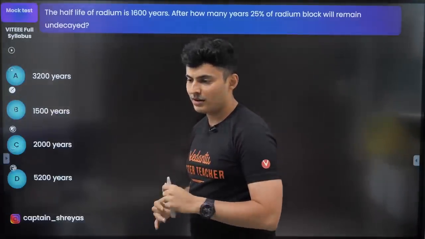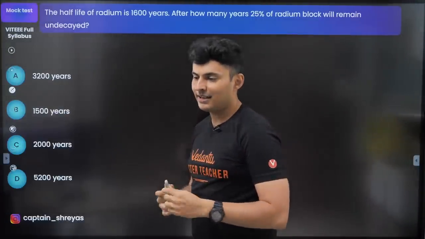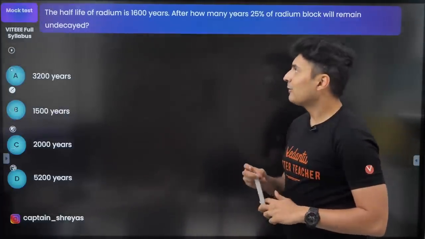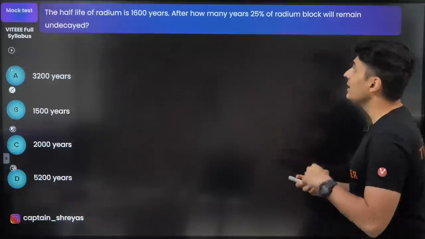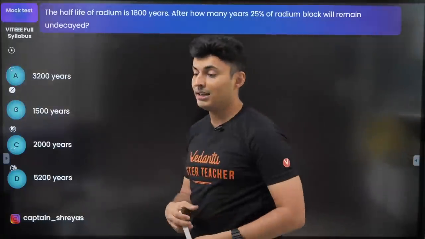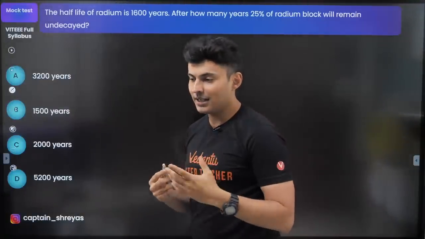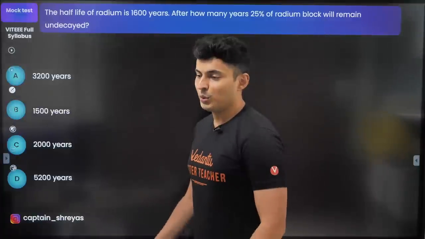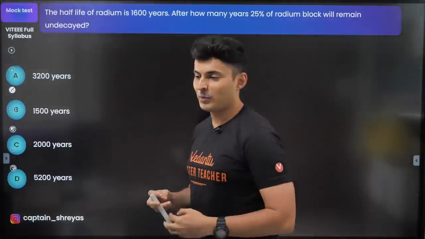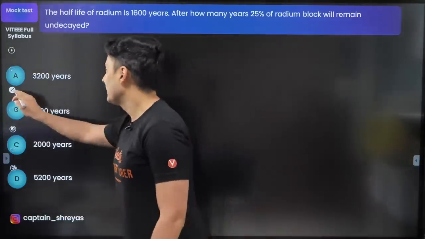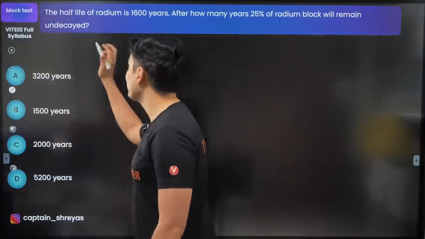Hello, SGS, Sudgar, Lokeshwaran saying A. Interesting. Come on, figure this out. Half-life is given. After how many years will 25% of the radium block remain undecayed? I'll be posting the shift two questions in the Telegram. Hello, Sunita. Option A, sure. Let's see how many of you are actually going to ace it.